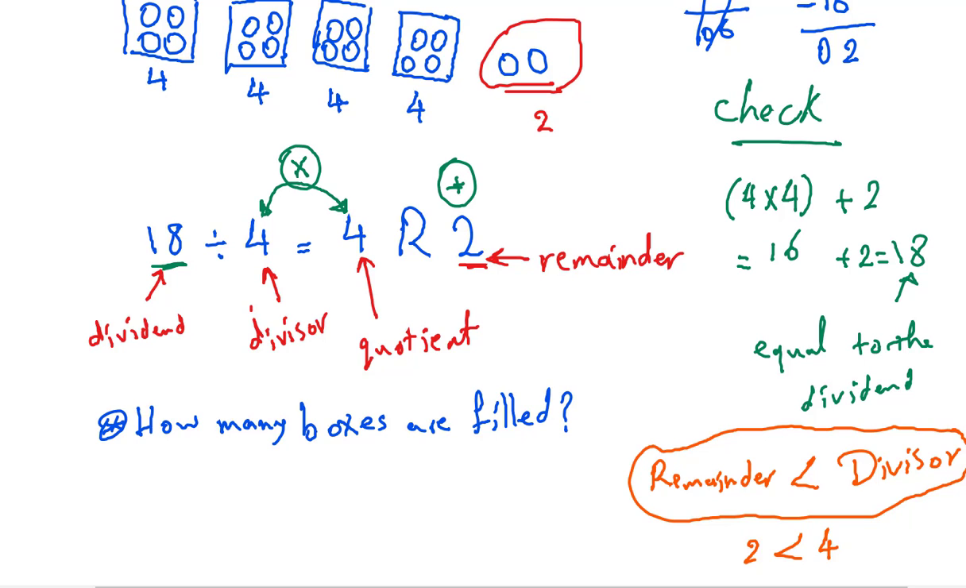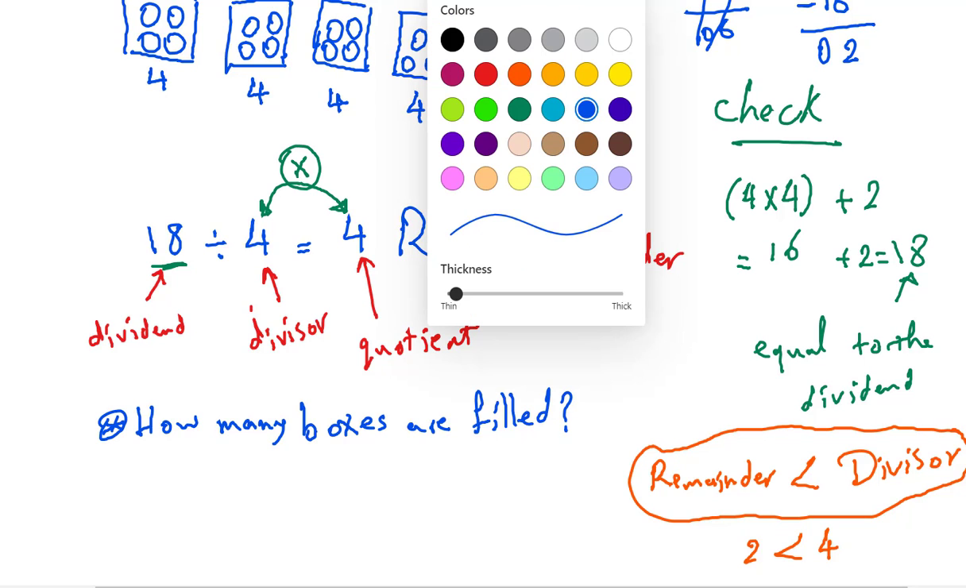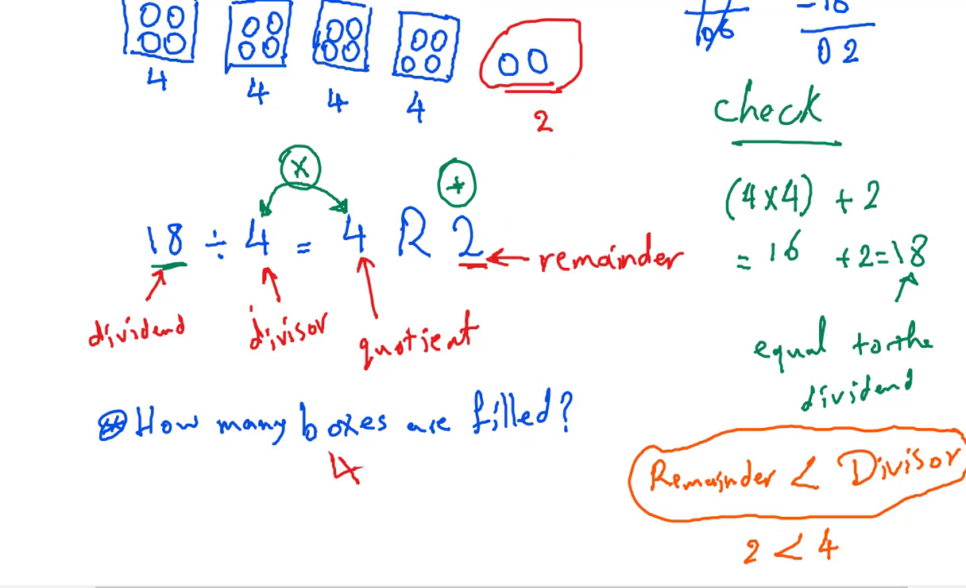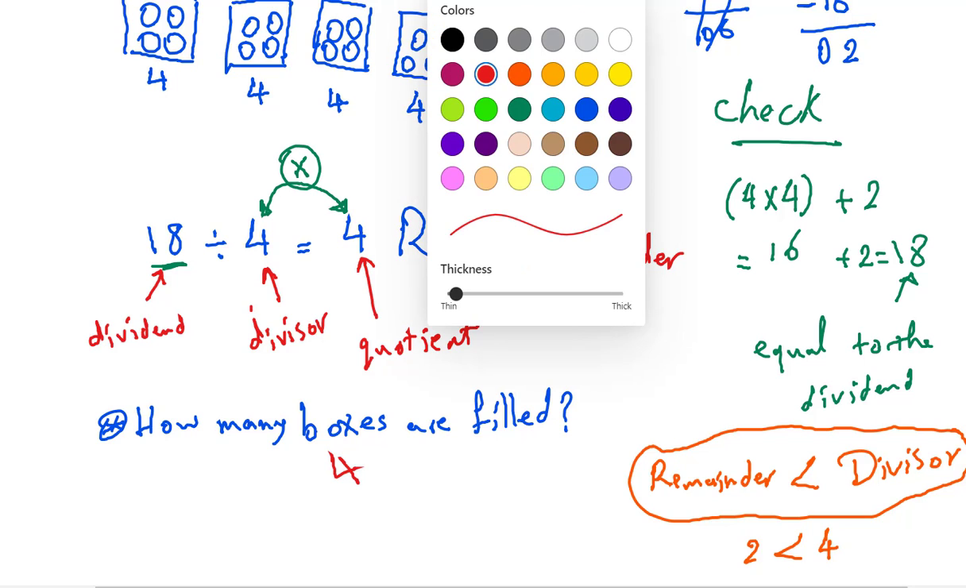Abdelaziz Abbas. Yes, Abdelaziz. How many boxes are filled? Four. 4, right. So the quotient is the answer. So we will write here the answer is 4. And I will ask another question. Focus, my heroes.